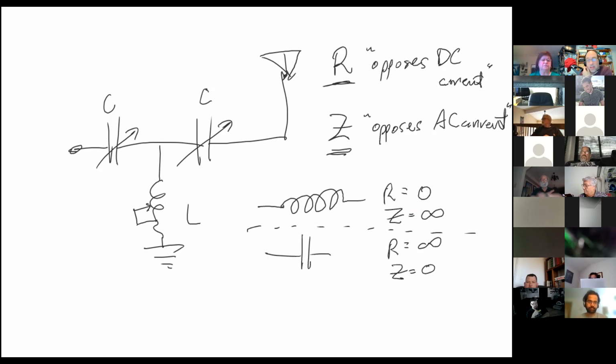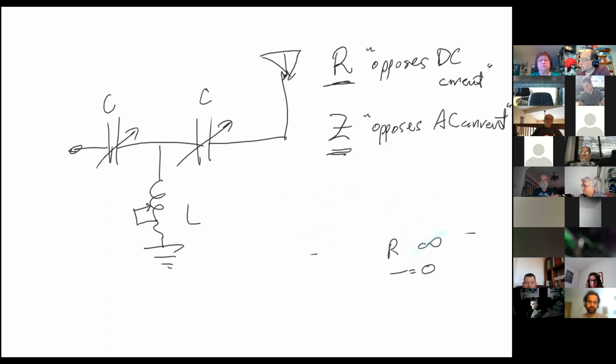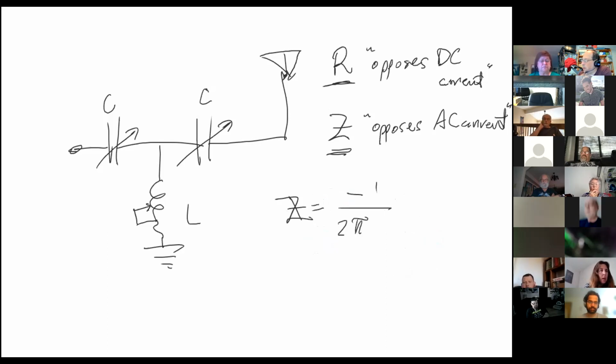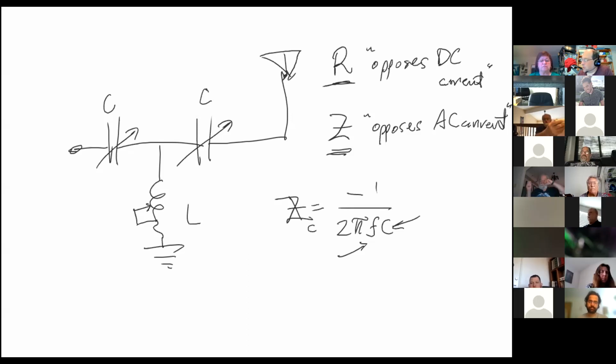Well, in between the extremes, we have this other area, and this is where everything gets very, very useful. Because for a capacitor, our impedance is equal to negative 1 over 2 pi FC. And notice, what do we have in there? Remember that little letter F from yesterday? Frequency. And C is our capacitance. So that's Z of a capacitor, our impedance of a capacitor.